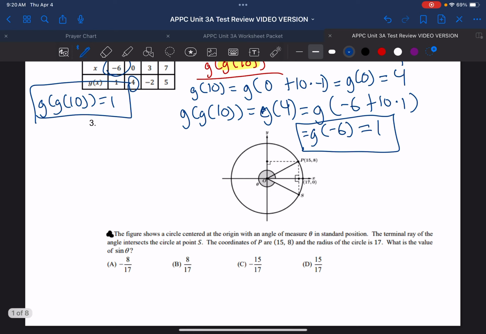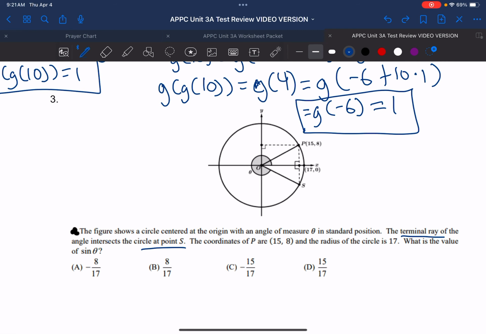Okay, number 3. The figure shows a circle centered at the origin with an angle of measure theta in standard position. The terminal ray, remember that's super important, of the angle intersects the circle at point S. So theta ends here at point S. The coordinates of P are 15, 8, and the radius of the circle is 17, and it wants to know the value of sine theta.